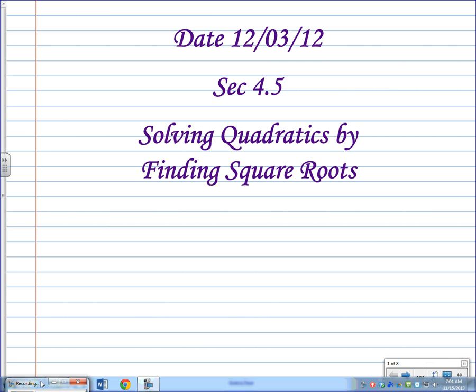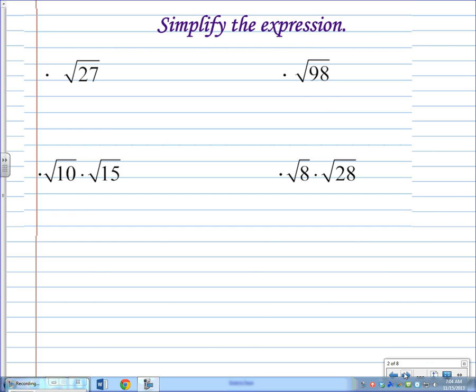Okay, we're going to talk about solving quadratics by finding square roots today. That's section 4.5 in your book. So here we go. The first thing we want to do is simplify a square root. What we want to do is look for a perfect square inside the square root.